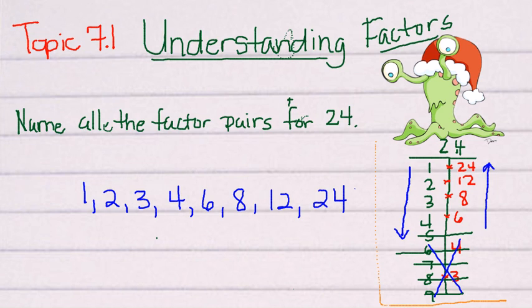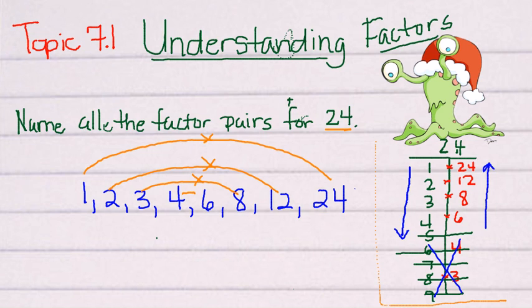Now watch this. This is called the magic rainbow. Now you don't have to do this, but you're going to see something. 1 and 24 are factor pairs because if you multiply them together, you get 24. 2 times 12, guess what? You get 24. 3 times 8, guess what? 24. Can you say it with me? 24. 6 times 4 is 24.